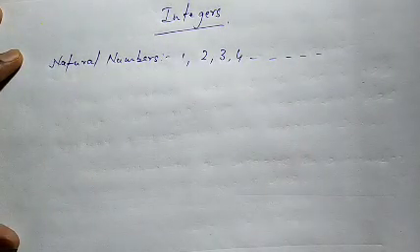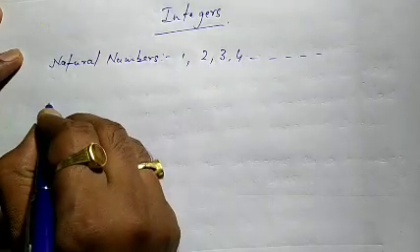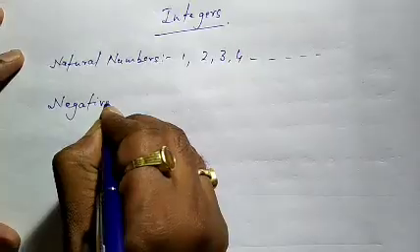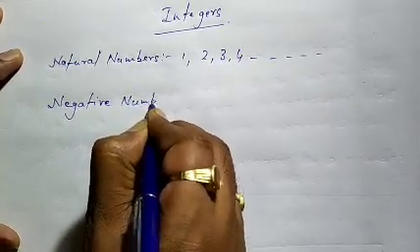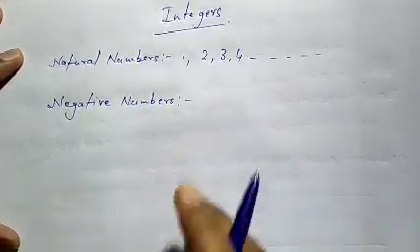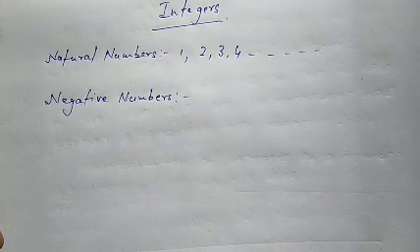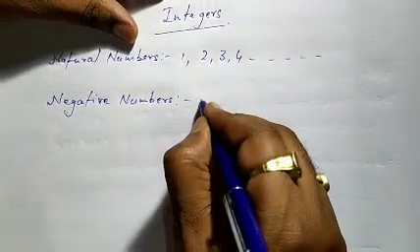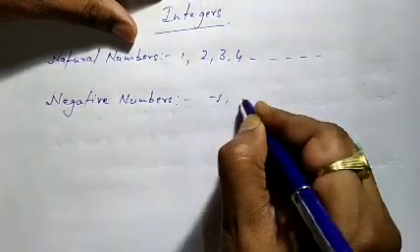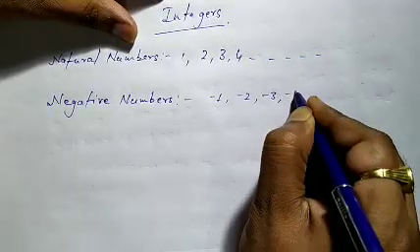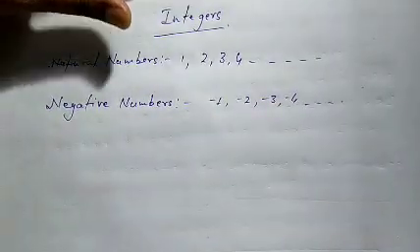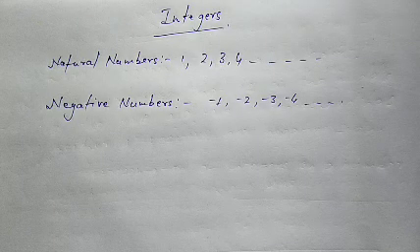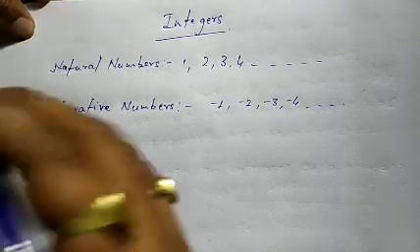Everyone knows what negative numbers are. The numbers with a minus sign, just like -1, -2, -3, -4, and so on. This is called what? Negative numbers.